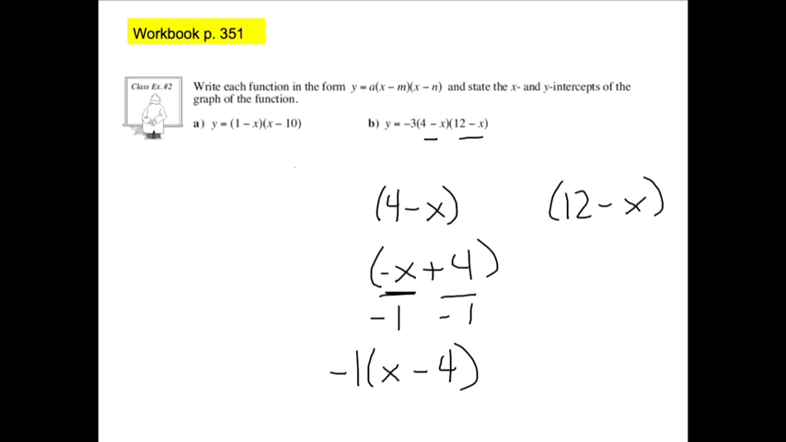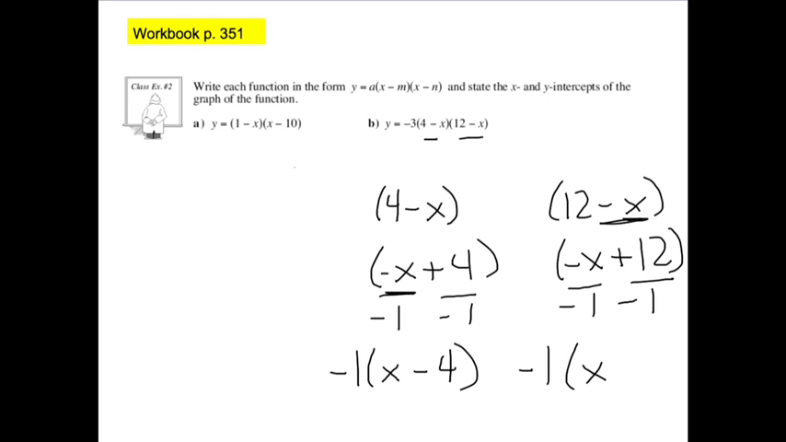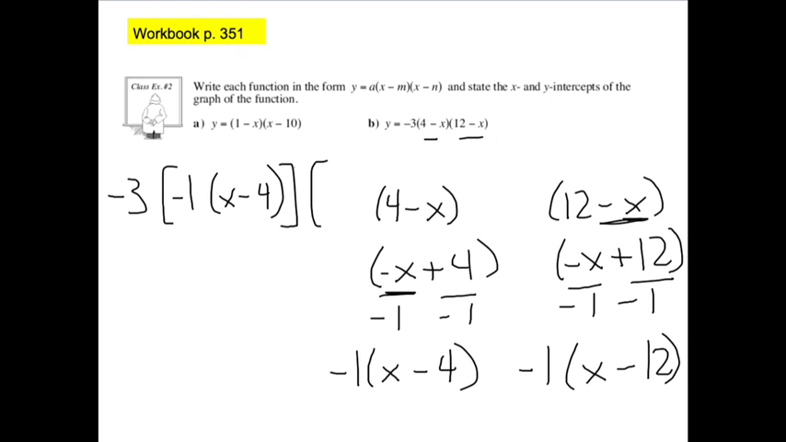Next up, you have 12 minus x. If you rewrote that out, that's -x plus 12, right? Because the term owns the sign in front of it. Divide this by -1, divide this one by -1, and so bringing that outside of the brackets, you got a -1. This is going to be x, and 12 divided by -1 is just -12. So bringing this all together, what we have here is a -3, and we have a -1, x minus 4, and you've also got a -1, x minus 12.